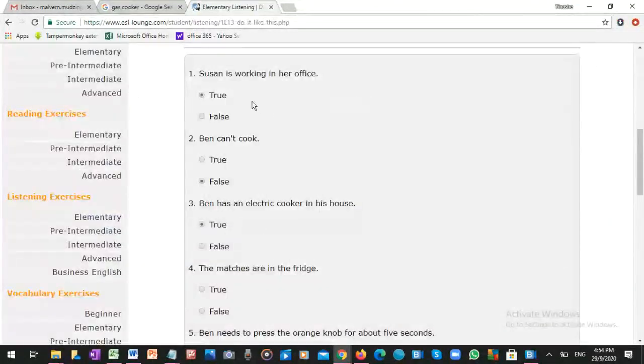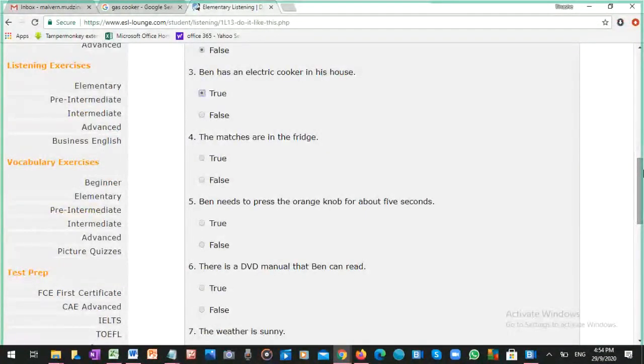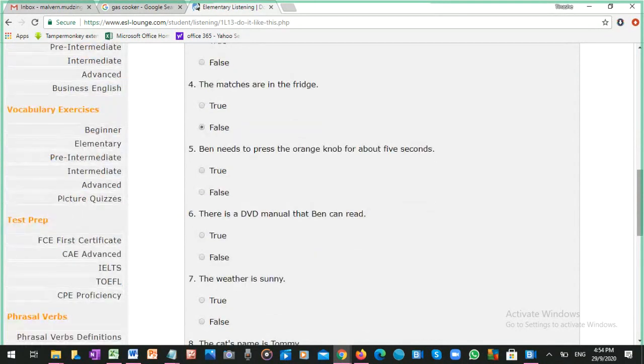All right, let's move on. And the next one. The matches are in the fridge. The matches to start the gas cooker are in the fridge. Is that true or false? Susan says the matches are on top of the fridge. So is this statement true or false? Okay, well done. Ben needs to press the orange knob for about 5 seconds.